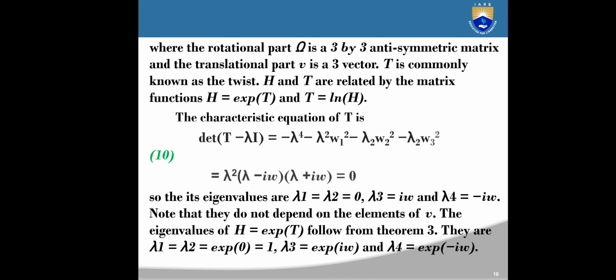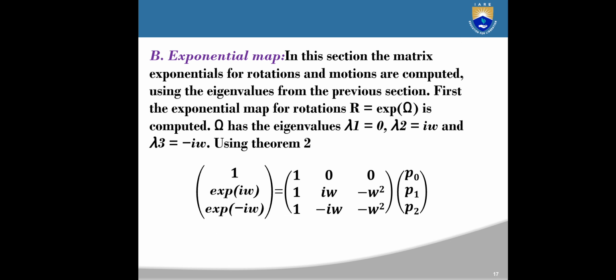The eigenvalues of H is equal to exponential of T follow from theorem 3. They are lambda 1 is equal to lambda 2 is equal to exponential of 0 that is equal to 1. Lambda 3 is equal to exponential of I omega and lambda 4 is equal to exponential of minus I omega. B. Exponential map.